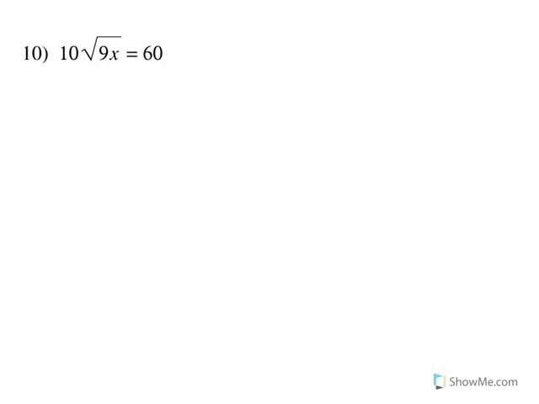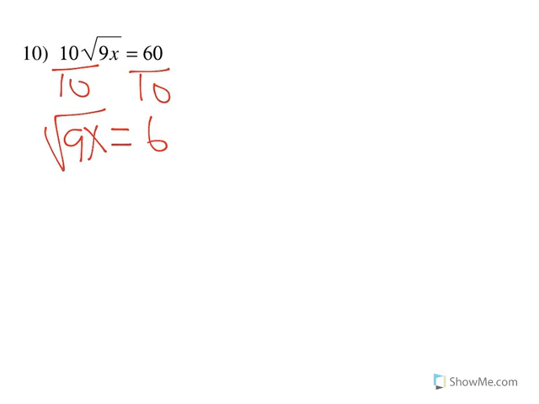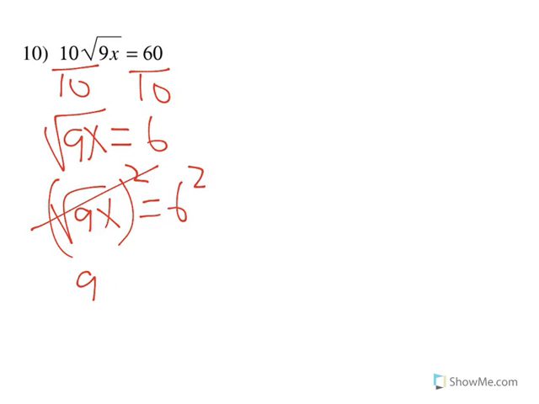Okay, let's go on to our next example. Here we have 10 times the square root of 9x equal to 60. We need to isolate the square root by itself, so first we divide both sides by 10. The square root of 9x equals 6. To get rid of the square root, we need to square both sides. That gives us 9x equal to 6 squared, which is 36, divided by 9, so x equals 4.